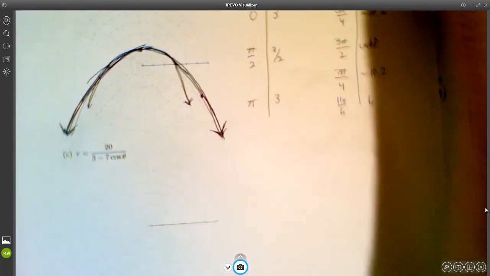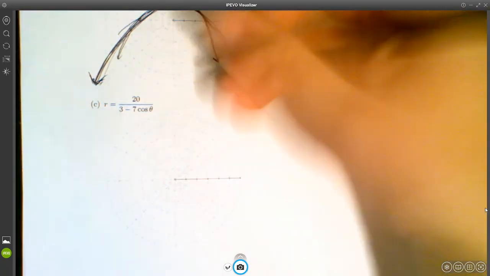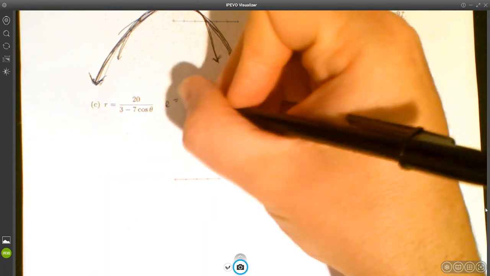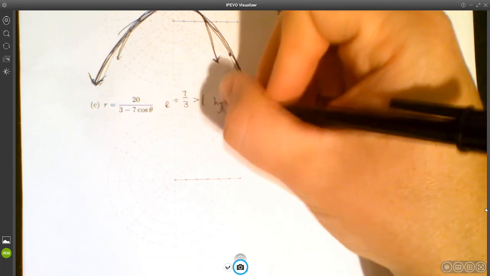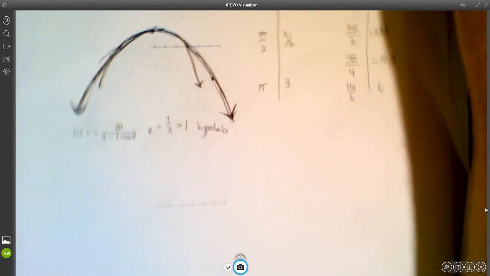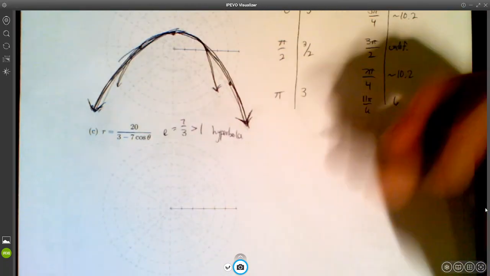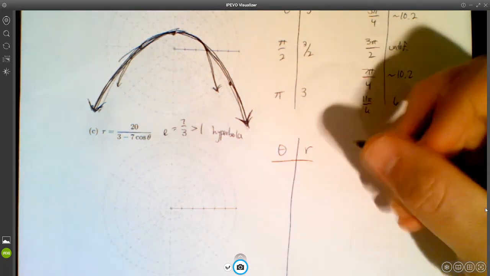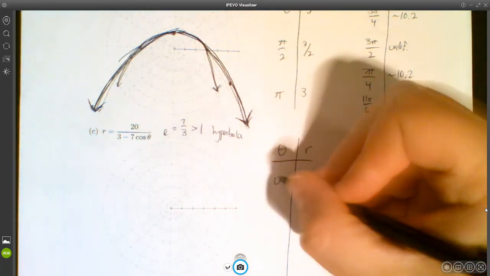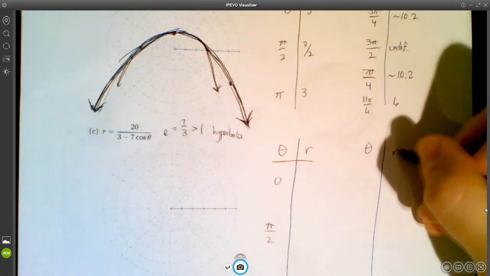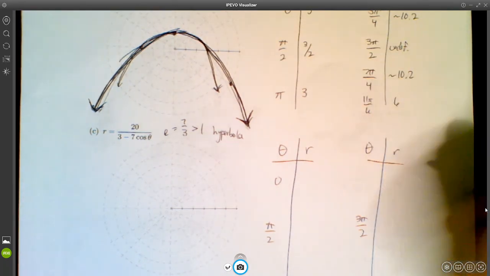And then one more. This has got to be a hyperbola, right? Let's verify. Our eccentricity is going to be b over a. That's 7/3, which is greater than 1. So yes, this is a hyperbola. Oh, this one's going to be even trickier, I think. If it's a hyperbola, it's got to have two branches. So I have a feeling I'm going to be plugging in a lot of stuff here to try to figure out what's going on. Let's start with the standard ones, though, and see what we have going on.